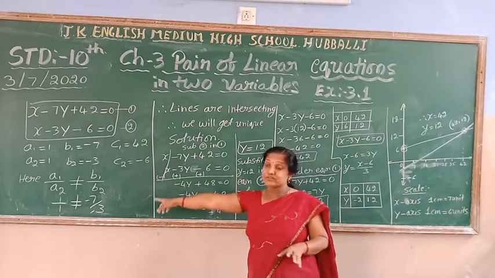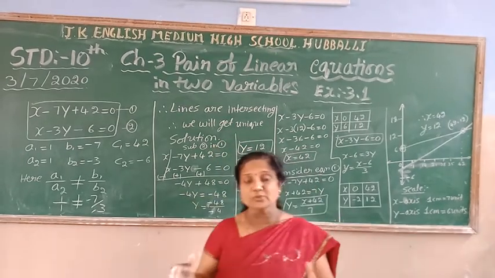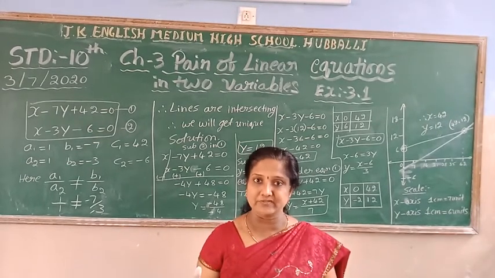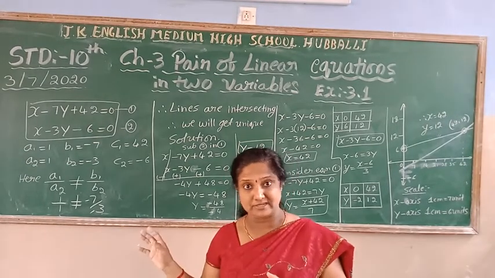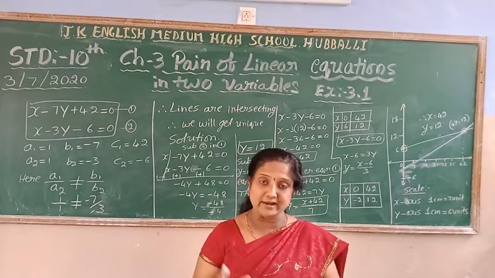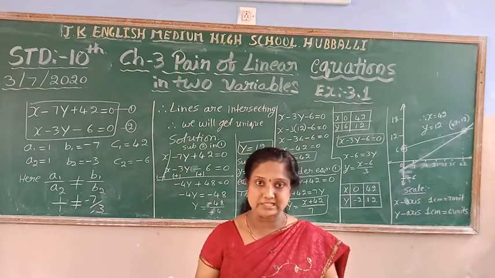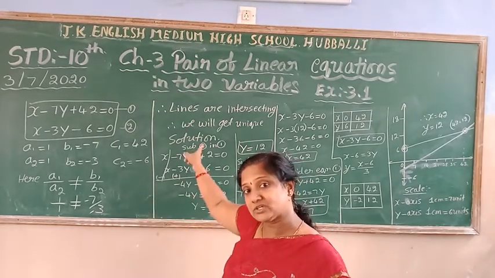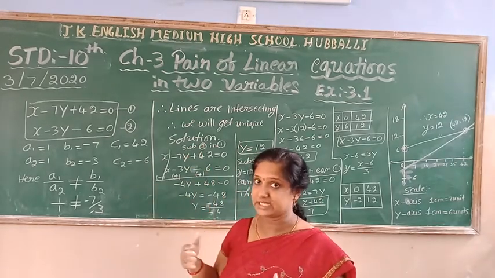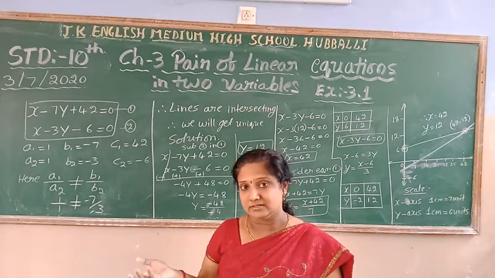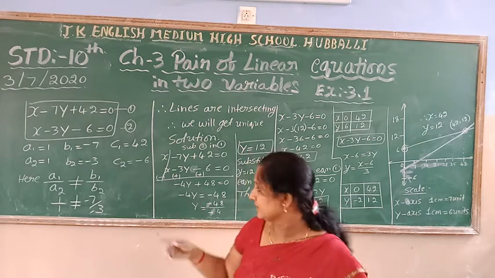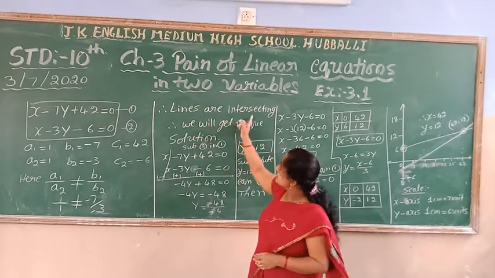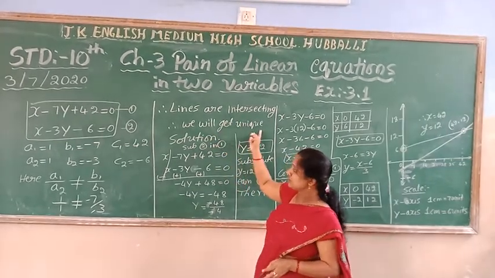You can check this way, and you will come to know which type of lines you are going to get. It will become easy for you to identify which type of solution you are going to get. Sometimes you will try the trial and error method and you will not get the solution. So instead of that, check this way, so you will come to know which type of lines you will get: intersecting lines, parallel lines or coinciding lines. So here, I checked, I got it, lines are intersecting, you will get one unique solution.